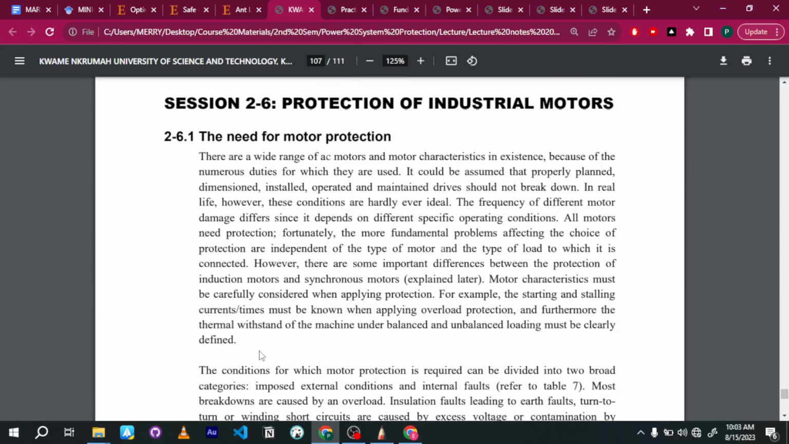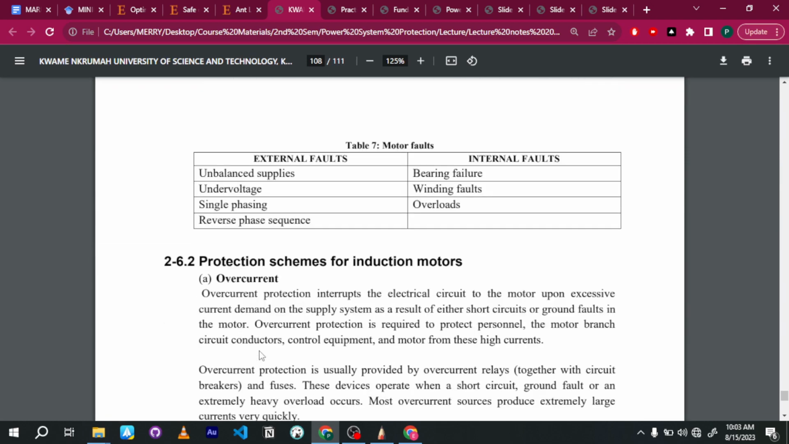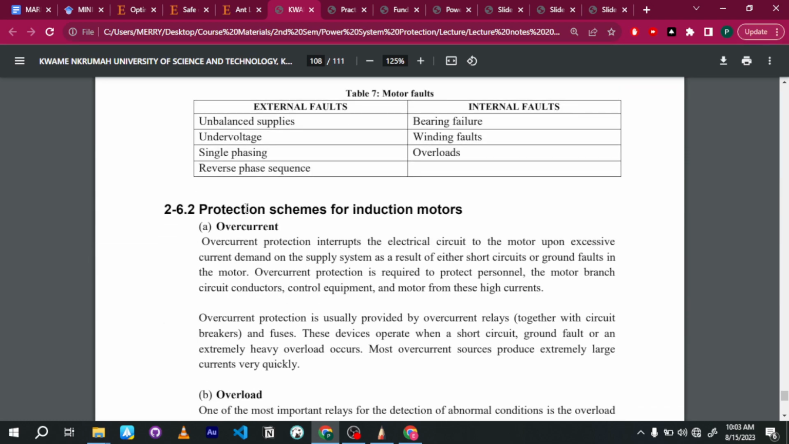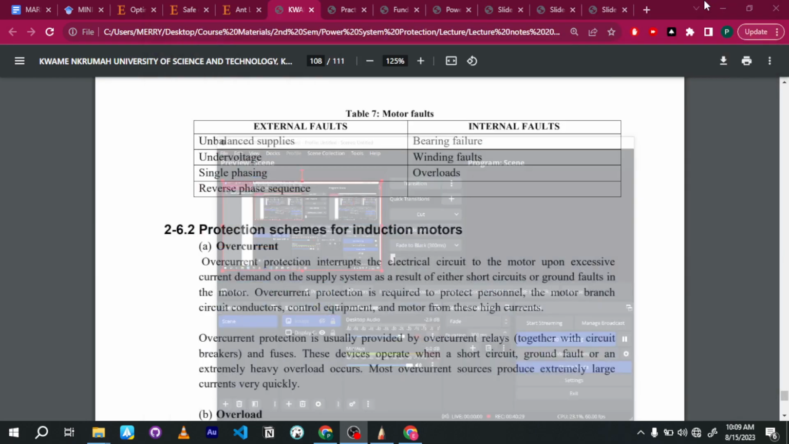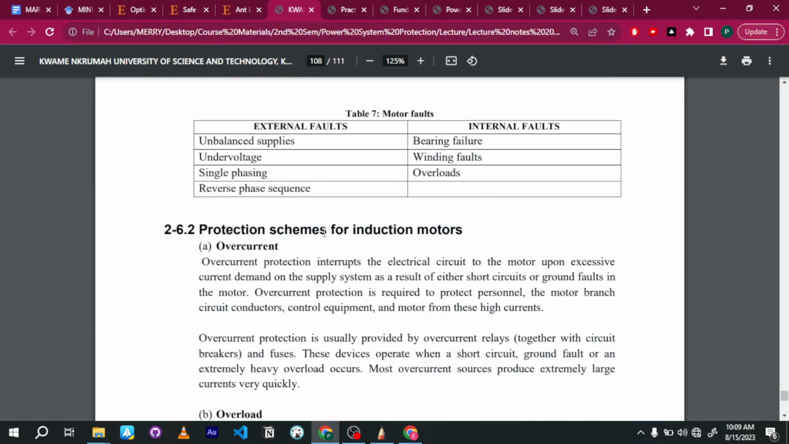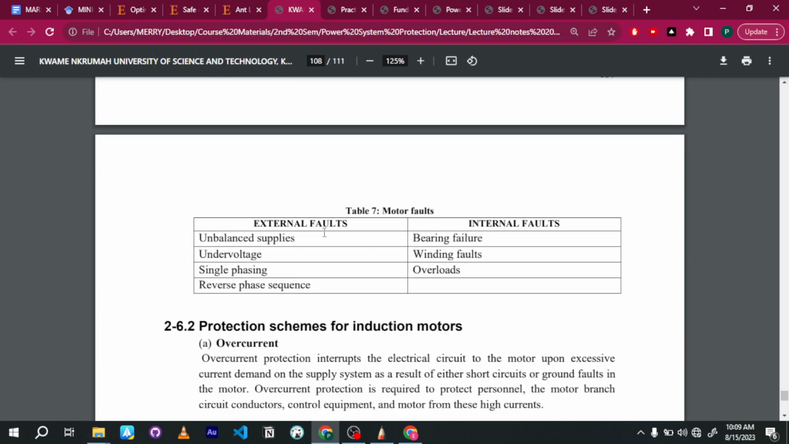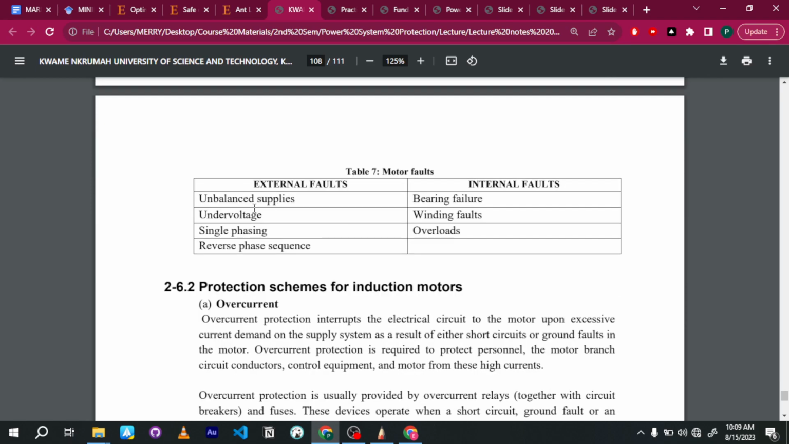And then the need for motor protection. We know why motor protections are necessary. We have unbalanced supply, so the supply is not balanced. So you know what the need for protection is. The types of fault: unbalanced supply, under voltage, single phase, reverse phase sequence, bearing failure, winding fault, overloads.